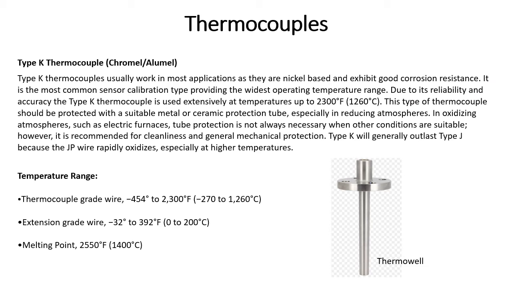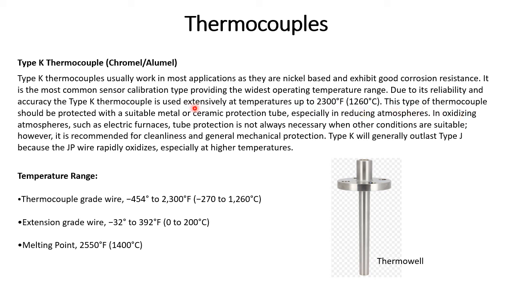Type K is the most used thermocouple in industries, where one metal is chromel and the other is alumel. It works in most applications as they are nickel based and exhibit good corrosion resistance. It is the most common sensor calibration type, providing the widest operating range. Due to its reliability and accuracy, the Type K thermocouple is used extensively in the temperature range up to 2300 degrees Fahrenheit, which is 1260 degrees centigrade. In the next slide, we will see the various temperature ranges of all kinds of thermocouples.